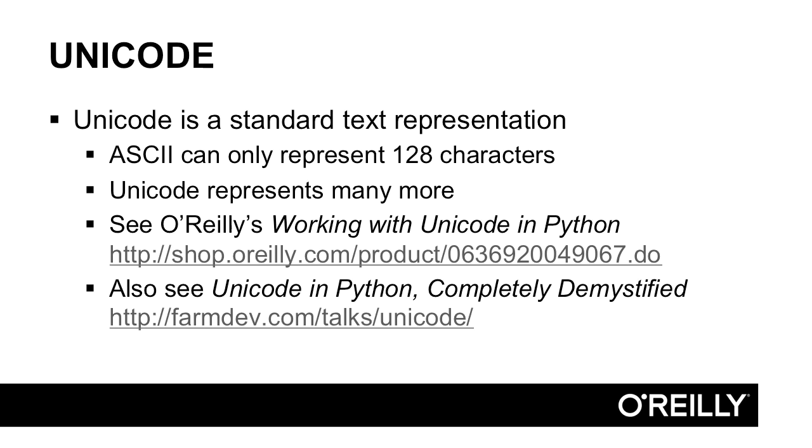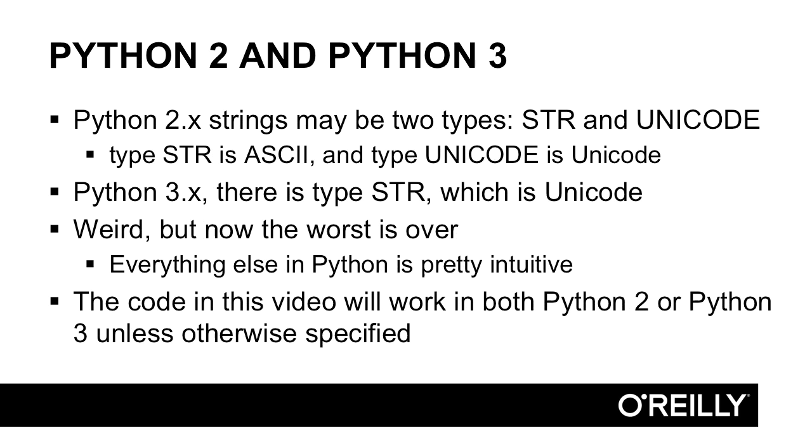There's a couple really good references for this. We have Working with Unicode in Python from O'Reilly. We also have Unicode in Python, Completely Demystified. We're going to look at Unicode with reference to Python 2 and Python 3. The Python community is moving very slowly from Python 2 to Python 3, and at this point we're in a transition period. So let's start with Python 2.